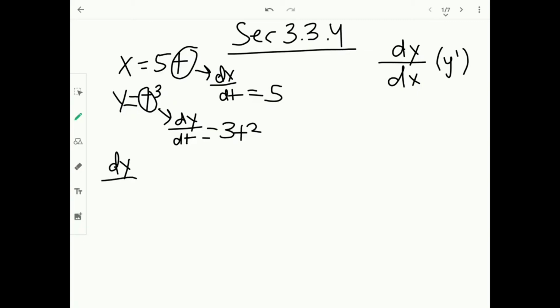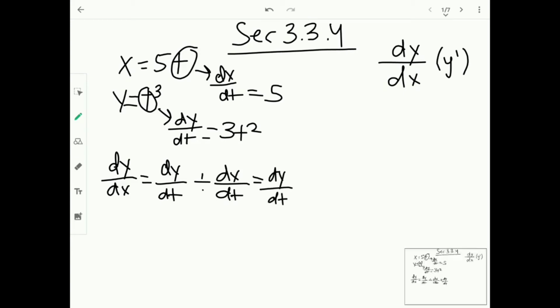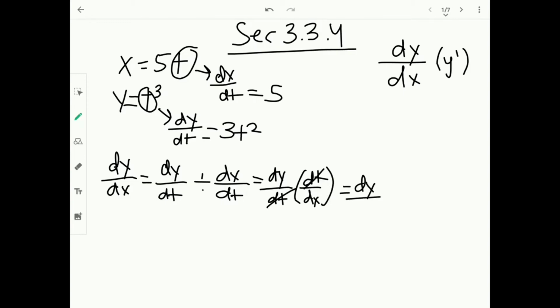Now here's where the step comes for how to find the first derivative. Dy by dx is equal to dy by dt divided by dx by dt. How does that work? Well, it makes sense because it's dy by dt times dt over dx, because you're dividing, so the reciprocal, it obviously cancels, so you get dy by dx. So you use the exact same rule, you get 3t squared over 5, and that is your first derivative.